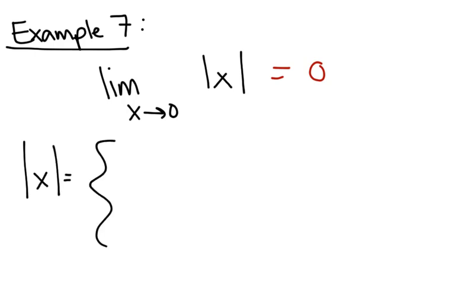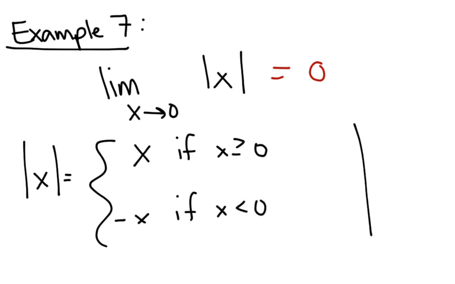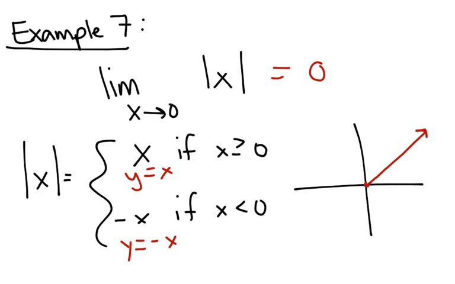The definition of the absolute value of x was that it was equal to x if x was greater than or equal to 0, and it was equal to negative x if x is less than 0. What that meant was when I graphed it, this was the graph of y equals x, but only when x was greater than 0. And then the second part was the graph of y equals negative x, but only when x was less than 0. And the graph of negative x looks like this. Well, that's where our V shape comes in.